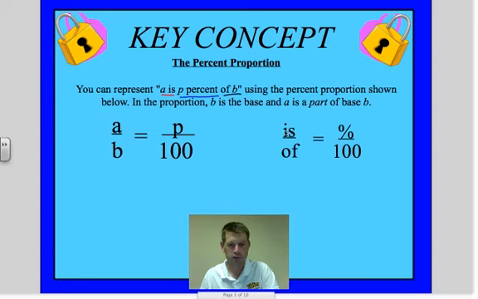So the is, which is the red, is going to be like your A. The of, which is the black here, is your B. And then the percent is what your percent value is. Okay, so you need to think about this as is over of. You hear that a lot. That's the way we're going to refer to it. Is over of equals percent, and it's always over 100 because percents are always out of 100%. Okay, is over of equals P over 100.